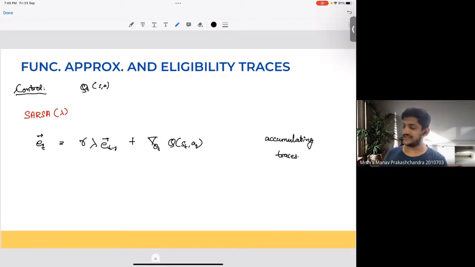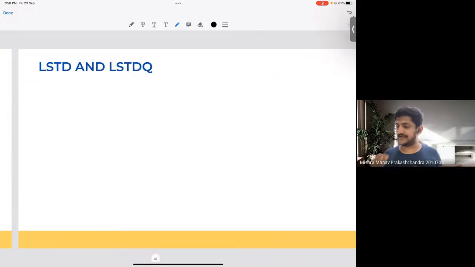And notice that in this case, the length of the eligibility trace vector is equal to the length of the theta vector. So these two vectors have the same length. Okay, in this case, right?